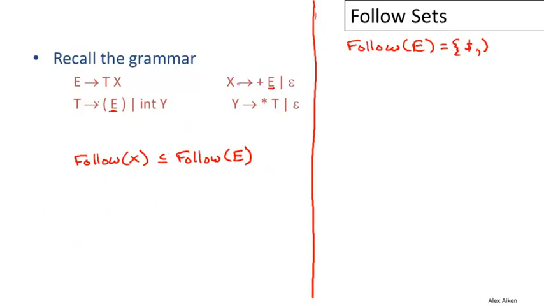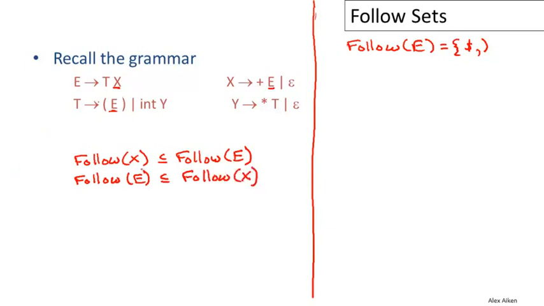Those are the only two places where E is used in the grammar, and to make further progress, we need to know something about the follow of X. If we're going to make further progress on the follow of E, we need to figure out what's in the follow of X. So let's focus on that for a minute. Where is X used in the grammar? Well, it's used in only one place, and that's here, where it appears at the right end of a production. And so therefore, the follow set of the symbol on the left-hand side will be a subset of the follow set of X. So we know that the follow of E is a subset of the follow of X.